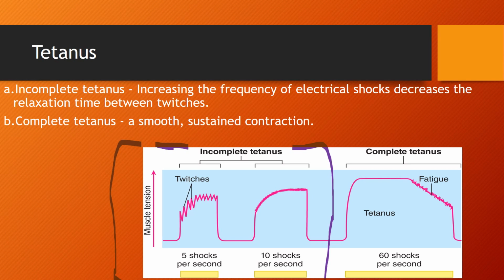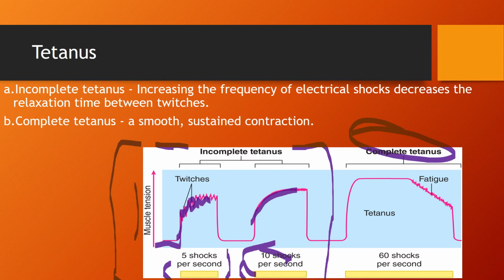Okay, and so here we have incomplete summation, where here on the bottom, this is denoting the electrical activity. So here we have 5 events or 5 shocks, and then the second one is showing 10 shocks, okay? And so here you can see it's increasing in muscle tension. With this incomplete one, with 5 shocks per second, you see it's kind of jagged and asynchronous. Whereas when you increase the amount, up to 10 shocks per second, we're starting to get this smooth contraction of that muscle.